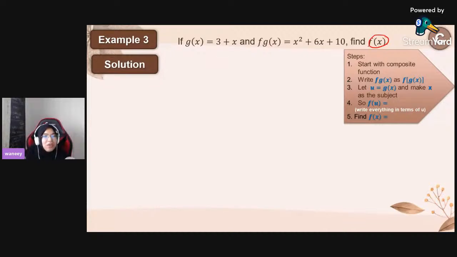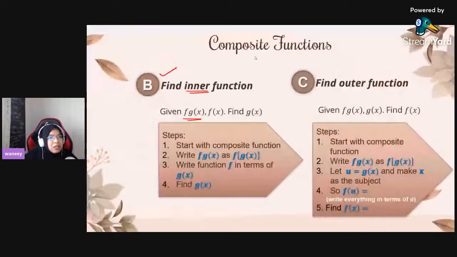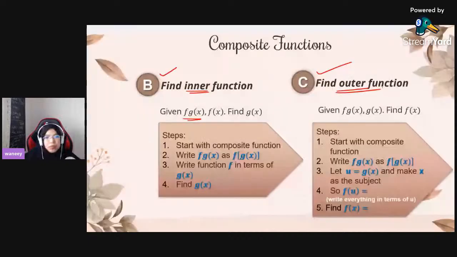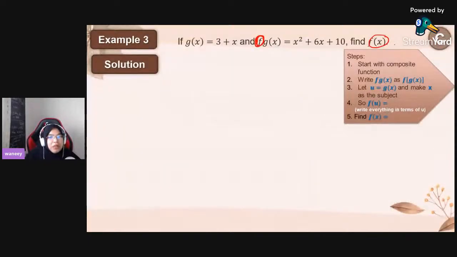So based on your composite function, where is the f? So f is over here. So f is the outer function sebab dia bahagian luar. So ini adalah outer function. So make sure based on our note over here, they should be this one. We want to find the outer function. Okay, so I'll copy down the formula first. So those are the steps. We already have the step, so those will guide us what to do.